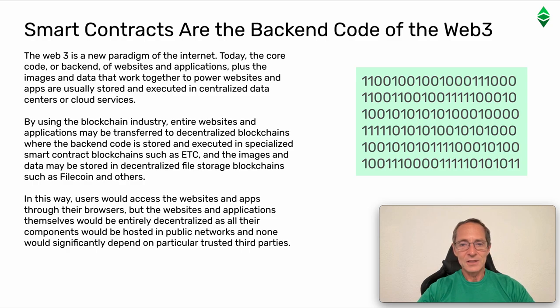By using the blockchain industry, entire websites and applications may be transferred to decentralized blockchains, where the backend code is stored and executed in specialized smart contract blockchains such as ETC, and the images and data may be stored in decentralized file storage blockchains such as Filecoin and others. In this way, users would access the websites and apps through their browsers, but the websites and applications themselves would be entirely decentralized, as all their components would be hosted in public networks, and none would significantly depend on particular trusted third parties.